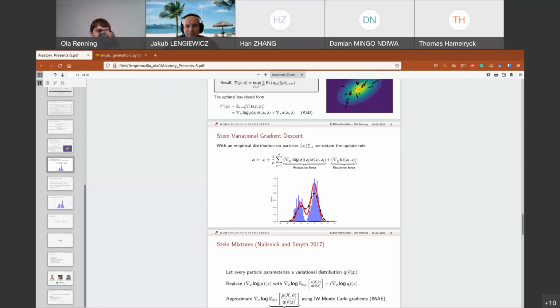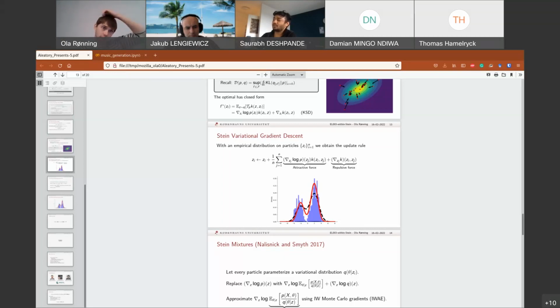Hi, Ola. Thanks a lot for the nice presentation. I really loved the pace, and I had many questions, but you answered them during the presentation itself. But I would ask this: you have the number of particles and even the choice of the kernel as hyperparameters, and I suppose it must be tricky to choose them, right? How do you do that?